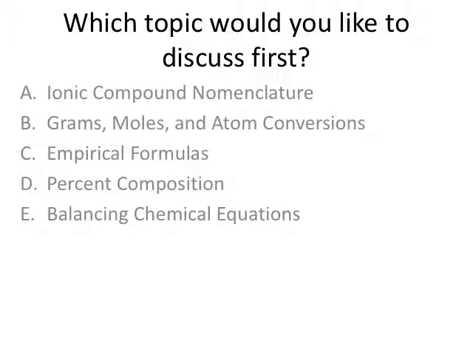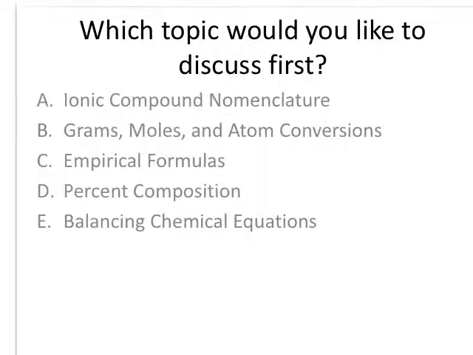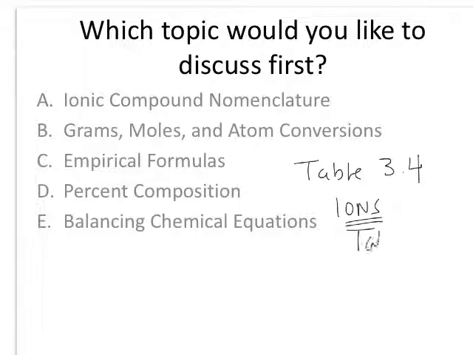This is Chapter 3, and a few things about Chapter 3. You need to know Table 3.4. You don't have to know the older names. You do need to know your ions, your polyatomic ions, and that's in Table 3.4. So you definitely need to start working on that, the naming, the chemical symbols, and the charge.